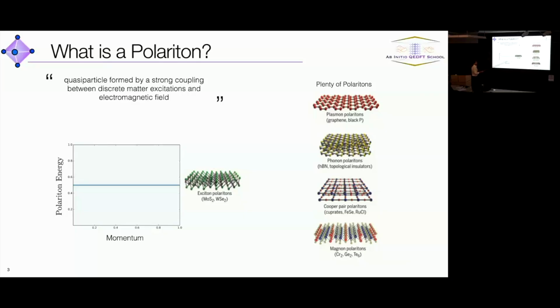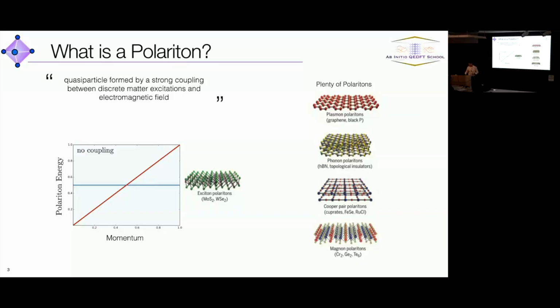Take an example of a matter excitation, for example, an exciton. I'll talk more about that later. And plot the dispersion of this exciton as a function of the momentum. Now, if the scale of this momentum is small, the dispersion of the exciton will look like a flat line. And then you take a free space photon, and the dispersion of this free space photon is a line, right? So this is just the energy of the photon as a function of the momentum.